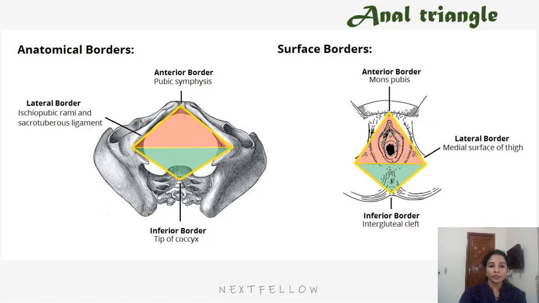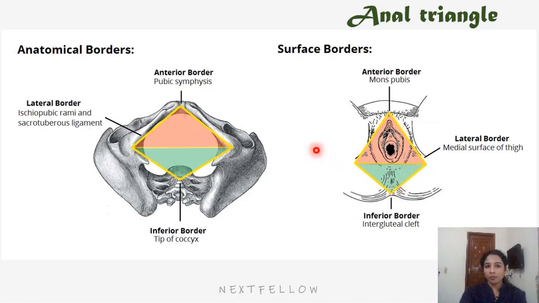Here in this image, we can see the bony pelvis showing the outlet of the pelvis. The pink one indicates the urogenital triangle and the green one indicates the anal triangle. And here in the living, this is the urogenital triangle and anal triangle.